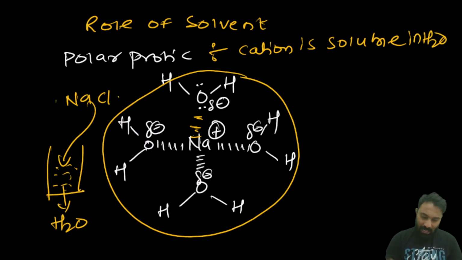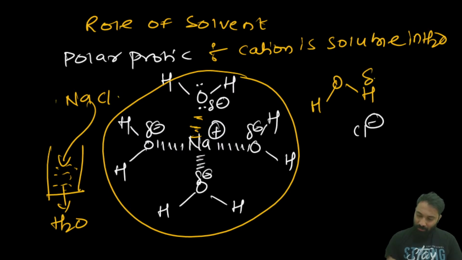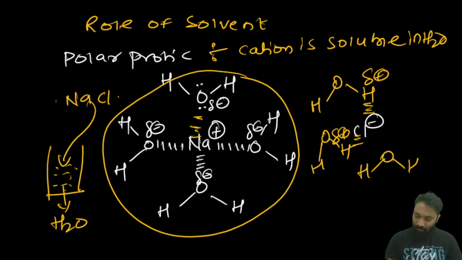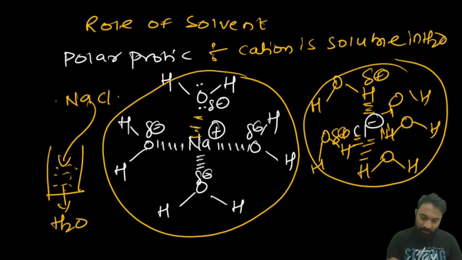Then when it comes to the anion, Cl minus, here the H, due to the partial positive charge, will form the bond. Done. Now what will happen? All the H2O molecules will be surrounded with this Cl minus. Then the anion also will be soluble. Anion is also soluble.